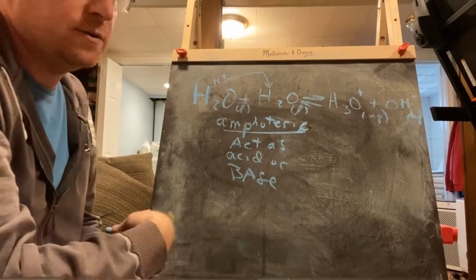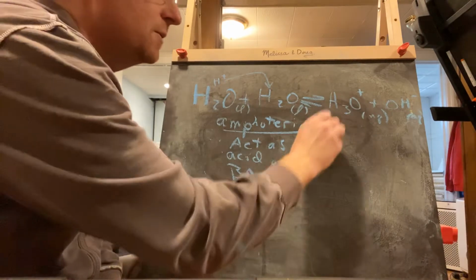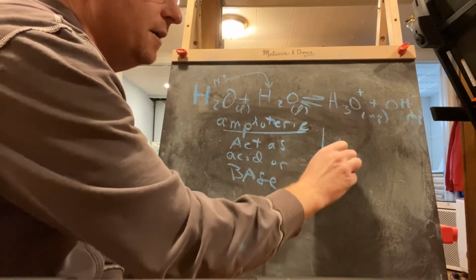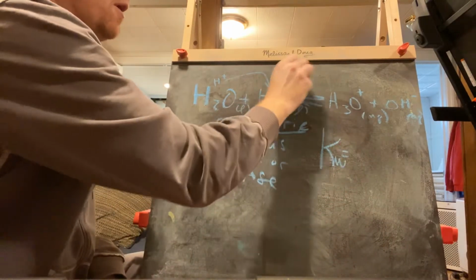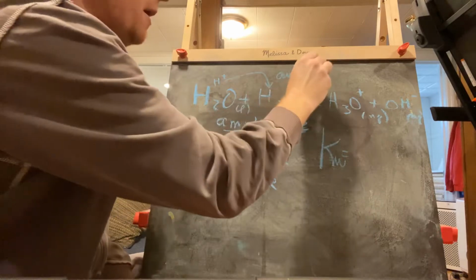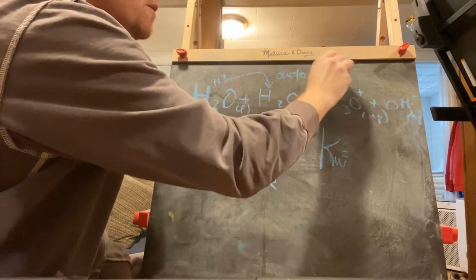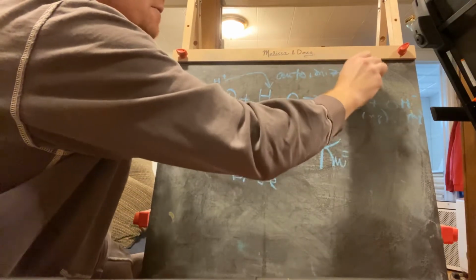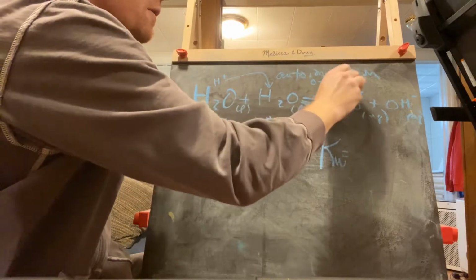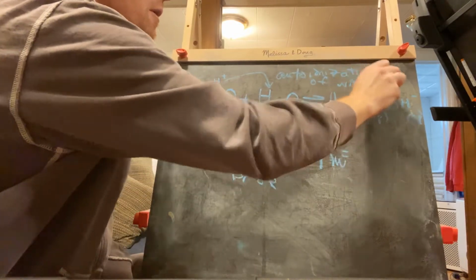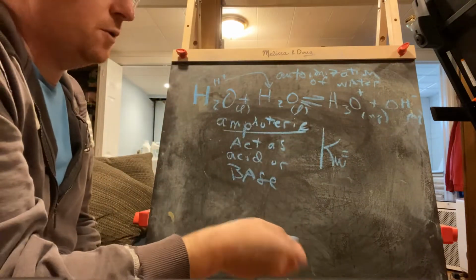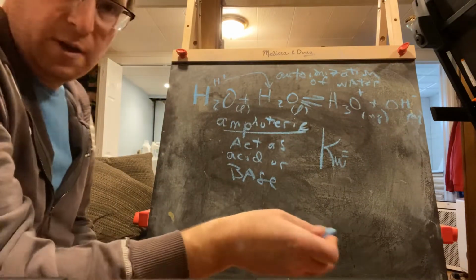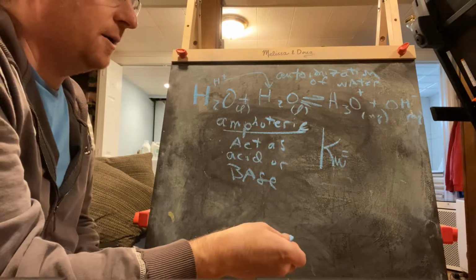And remember I was saying there's going to be tons of these Ks. Well, this K is called Kw. It's for the auto self-ionization of water, which means it's the self-ionization of water. It happens at a very, very low rate.